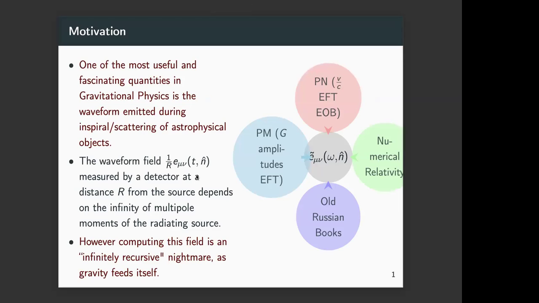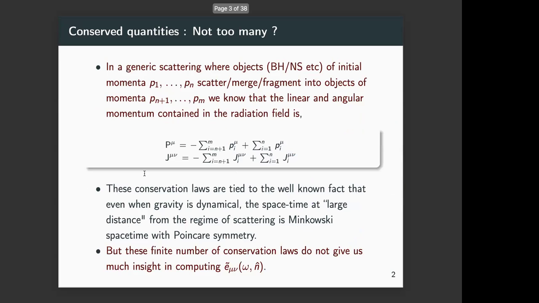And of course, it depends on the infinity of multipole moments of the radiating source. And computing this analytically is a nightmare, because of which there have been significant advancements in the last few years in being able to develop tools to compute these waveforms analytically.